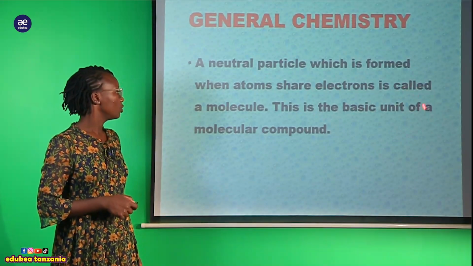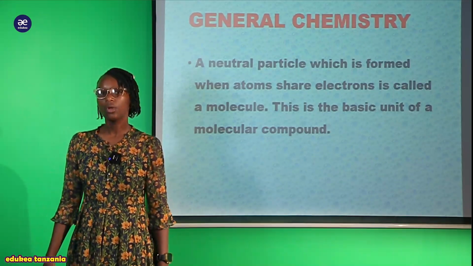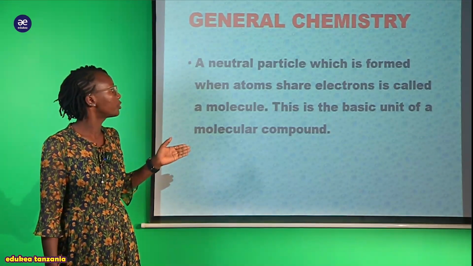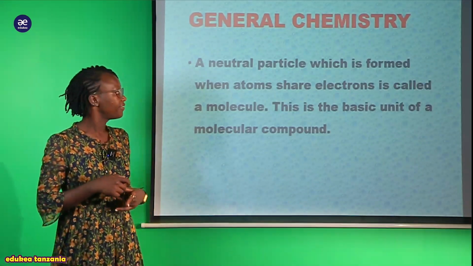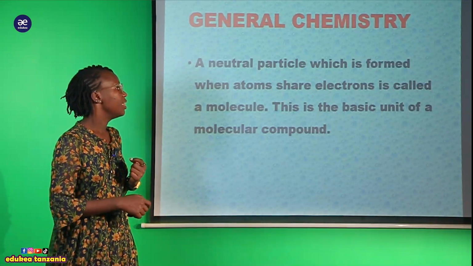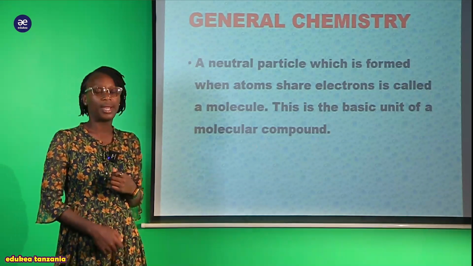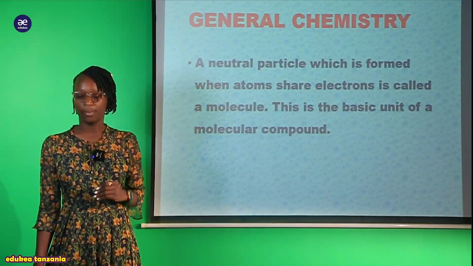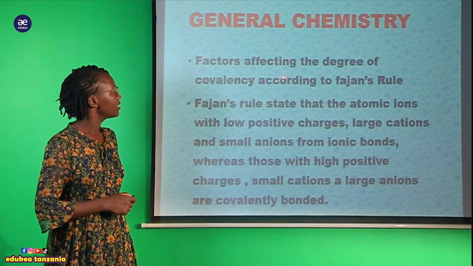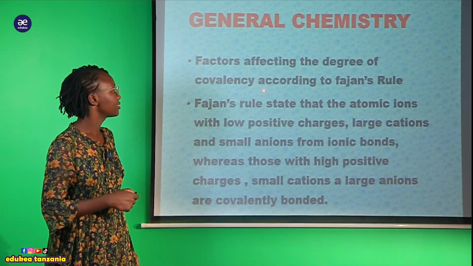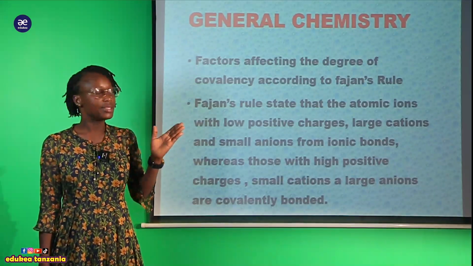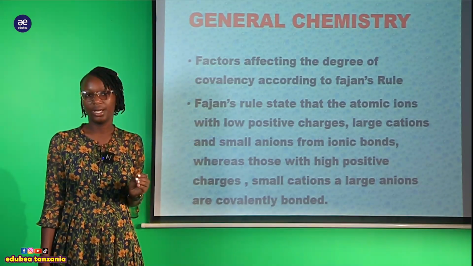So this is the basic unit of a molecular compound. Kwamba formation is a molecule ambapo ni hizo neutral compounds or neutral particles ambazo zinakuwa formed after atoms share electrons. So you can see that the formation of this molecule, we can say this is the basic unit of a molecular compound. So now you can see the factors affecting the degree of covalence according to the Fajans rule. Sasa tumeona kuhusiana na this concept of the covalent bond.